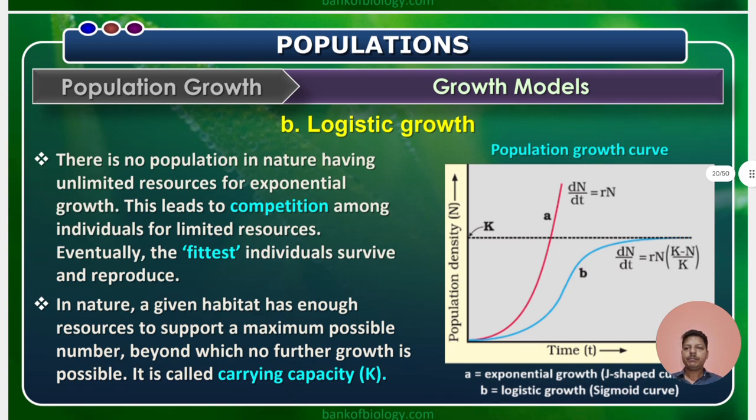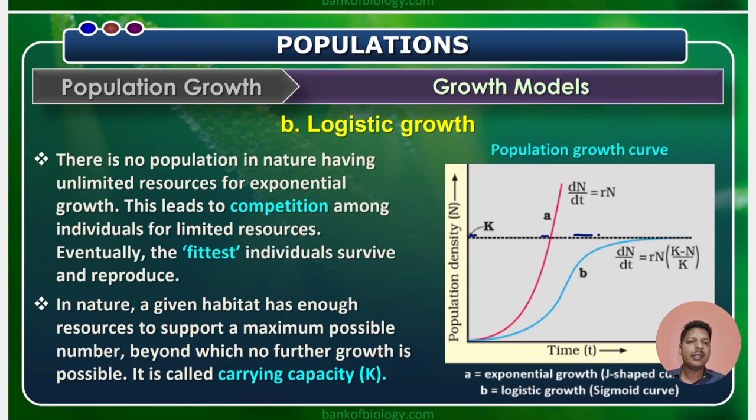Next, there is no population in nature having unlimited resources for exponential growth. This leads to competition among individuals for limited resources. Eventually, the fittest individual will survive and reproduce. In nature, a given habitat has enough resources to support a maximum possible number, beyond which no further growth is possible. That is called K, or carrying capacity.